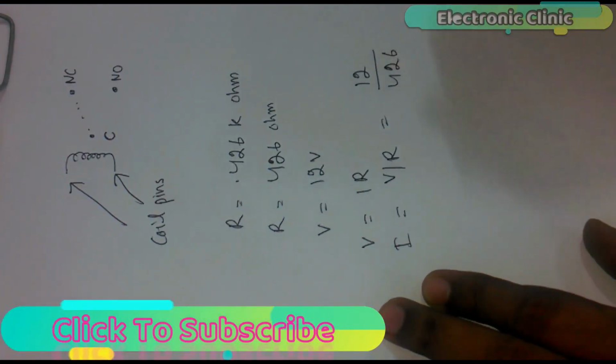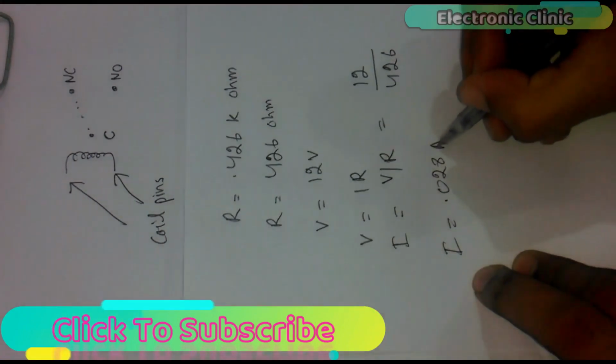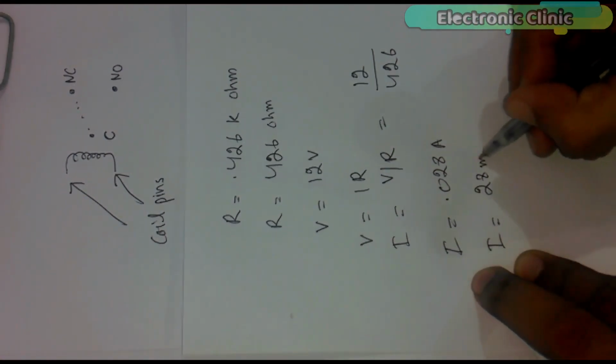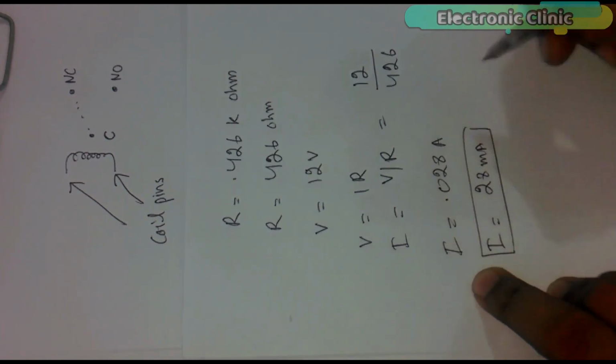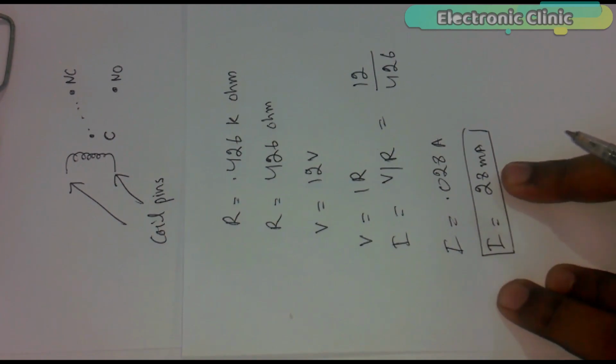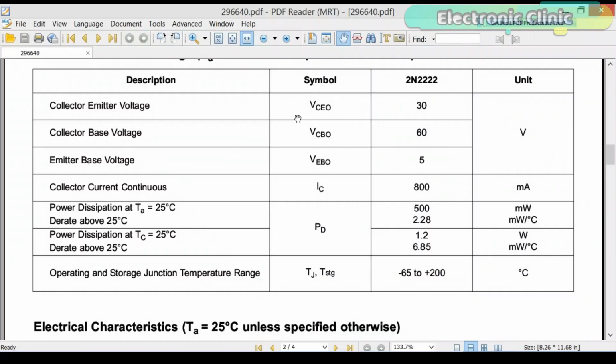So now I can use any general purpose NPN or PNP type transistor so long as its collector current is greater than 28 milliamps. But it's good design practice to use a slightly larger value transistor. In my case, I'll be using a 2N2222 NPN transistor, as it's really cheap and you can find this transistor in any electronics shop.